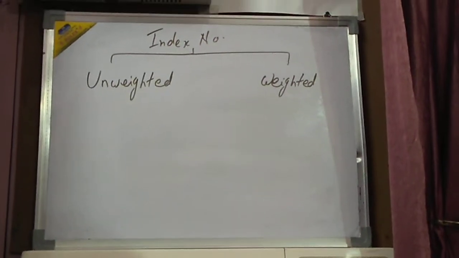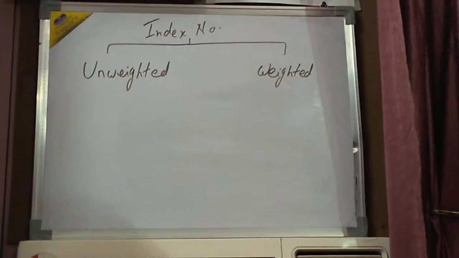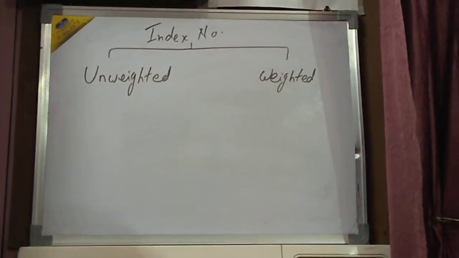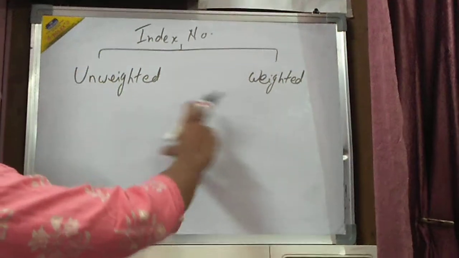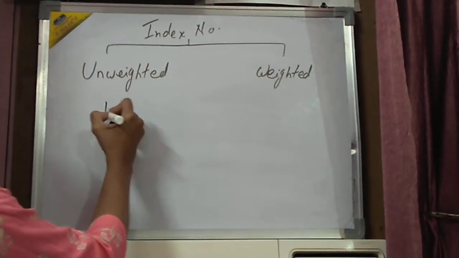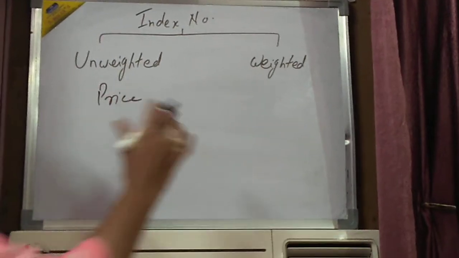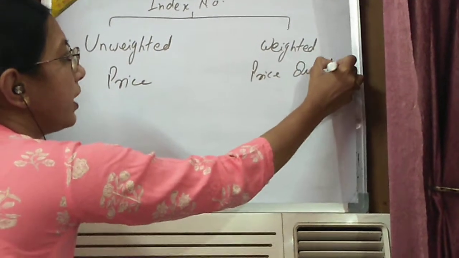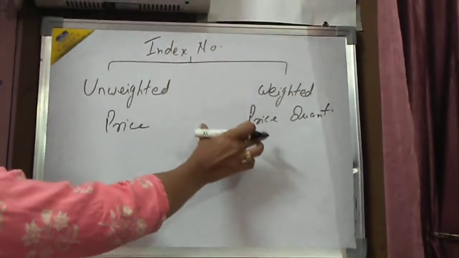Let us begin with the numerical part of the chapter. I have already told you about the index number, its meaning, what is the use of index number, and how many types of index number. Now when we are calculating index number, there are two types, unweighted and weighted. In unweighted index number, only price is given: the price of current year and base year. In weighted index number, price and quantity both are given. So in your course we are having both unweighted and weighted.